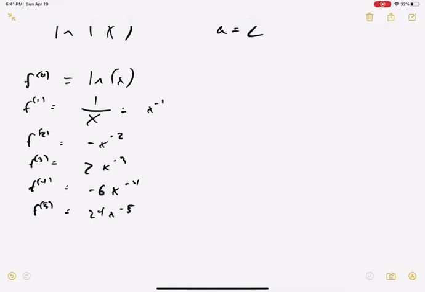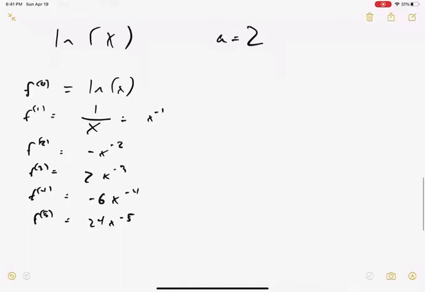And then let's see, we need to evaluate all these at a equals 2. All right, so f0 of 2 would be ln of 2, and we won't try and simplify that at all. F1 of 2 will be 1 over 2.